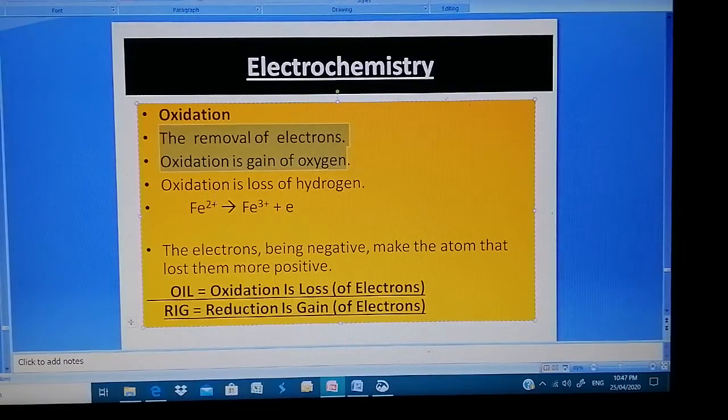You can see here Fe2+, two electrons were lost. Now one more electron is lost. So it is removal of electron. Now in simple way, how we can study? OIL RIG. OIL means oxidation is loss of electrons, RIG means reduction is gain of electrons.